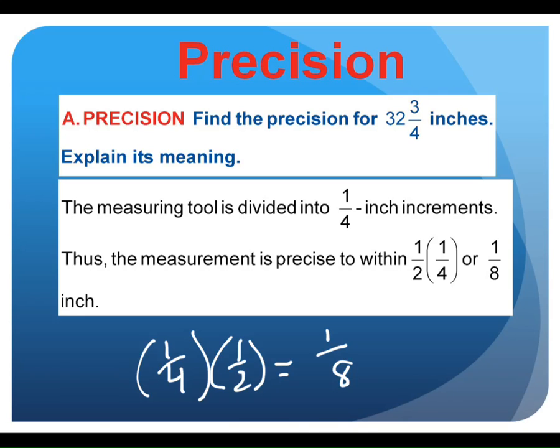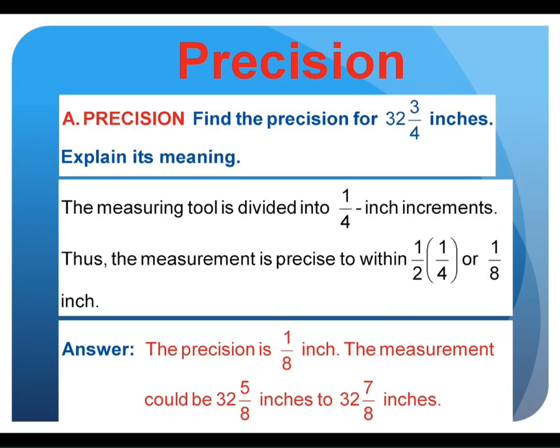You're going to be asked to decide what the precision is. It's always half of the smallest unit of measurement. So it also says the measurement could be 32 5/8 or 32 7/8. How did they come up with those numbers given that the precision is 1/8 of an inch? What the heck does that mean?